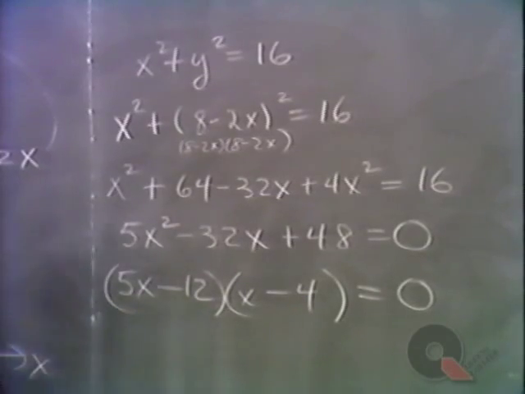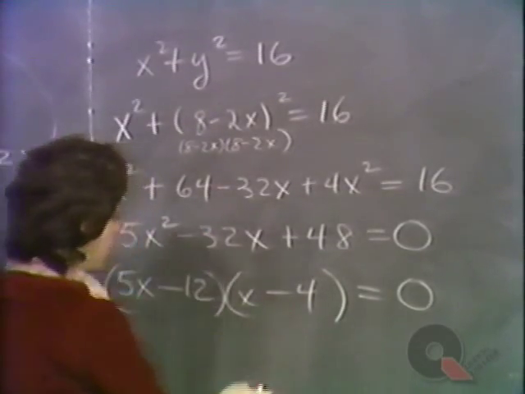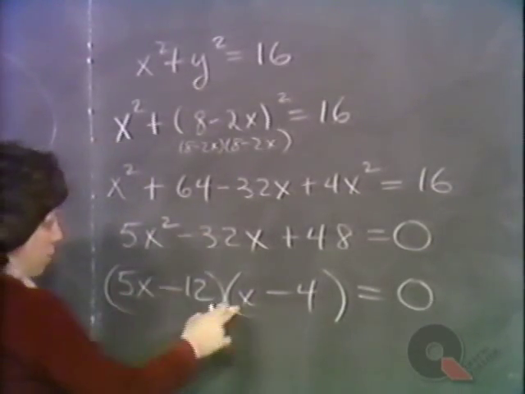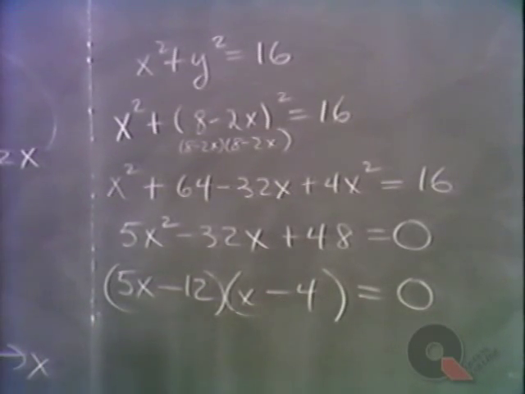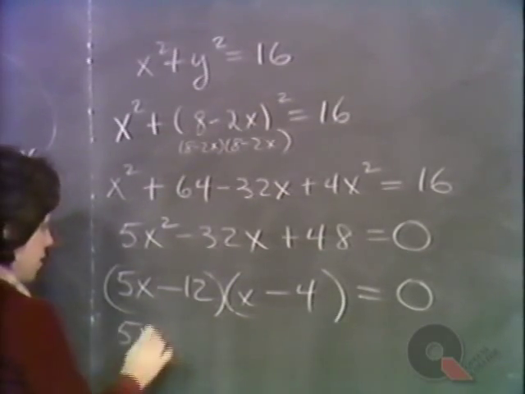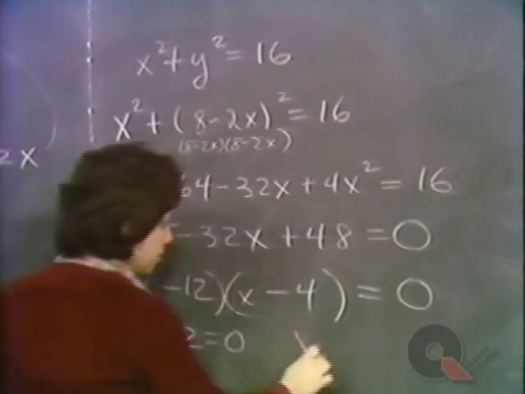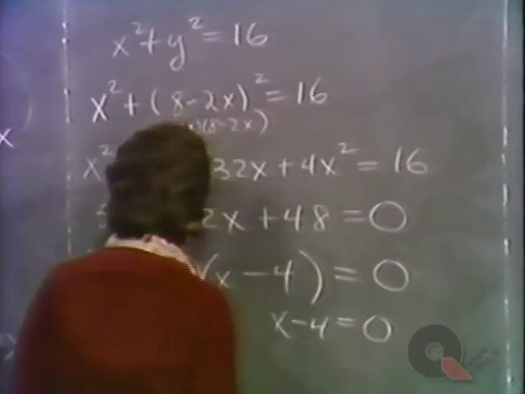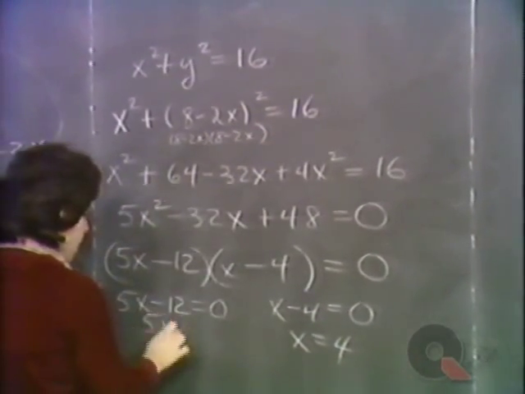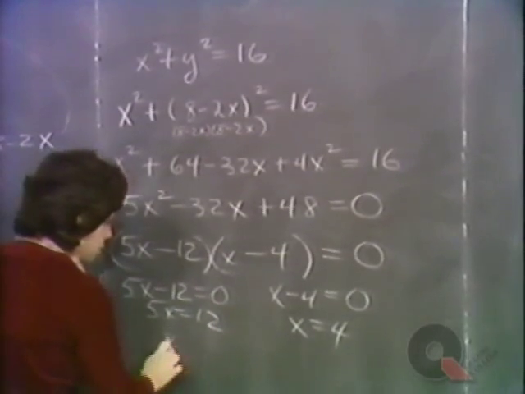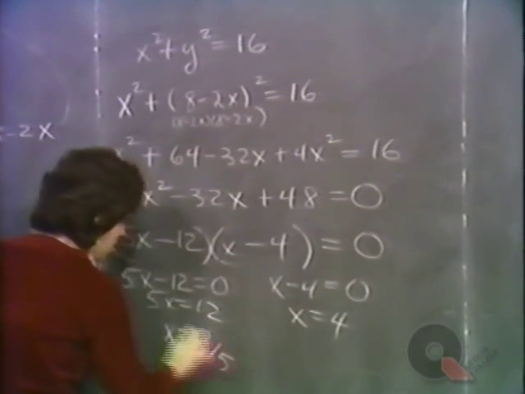Okay, now I don't want to make this seem like it's just obvious. The 5 has to be 5 and 1, but 48 has a variety of factors, and you'd have to really try all the different possibilities. Okay, we set each factor now equal to 0. We get x equals 4 here, 5x equals 12, x equals 12/5 here.